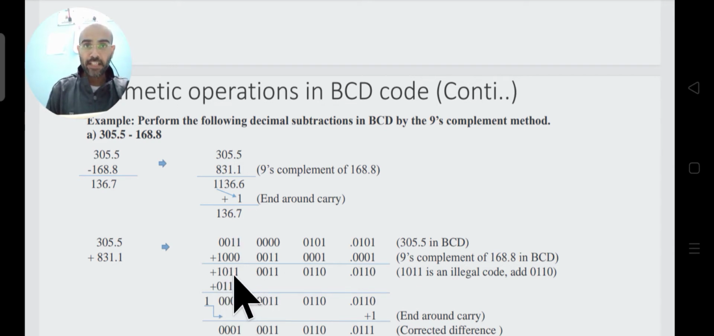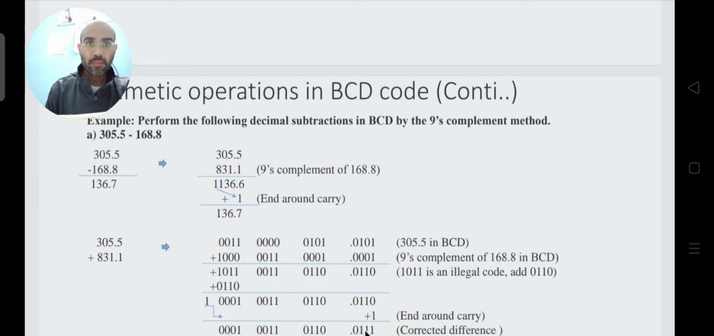So after adding them up, we see that a carry is generated. Now in the 9's complement method, we know that if a carry is generated, we have to add around the carry. This is what we have done earlier as well. If we do the end around carry, we have to add it here. That is why this 1 is coming here. Now after performing this final step, we add it here.